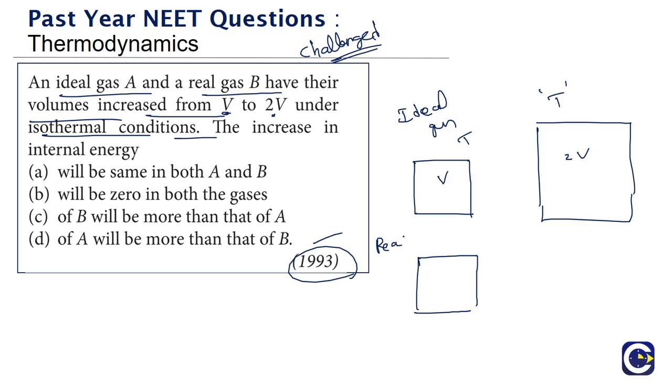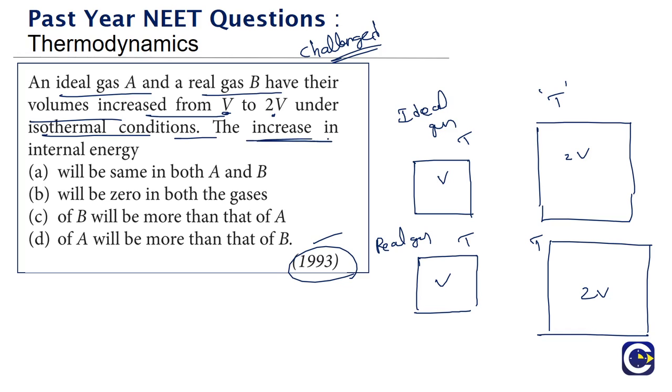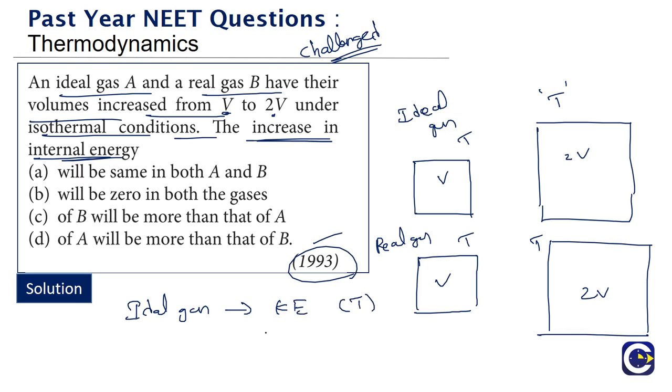Which is also increasing the volume from V2 to V. Here also temperature is what? Constant. An ideal gas A and a real gas B have their volumes increased from V2 to V under isothermal conditions. The increase in internal energy. See, for an ideal gas, internal energy will be only what? Related to kinetic energy, which will depend upon the temperature. So temperature is remaining constant means what? The change in internal energy will be equal to 0 for what? The ideal gas.